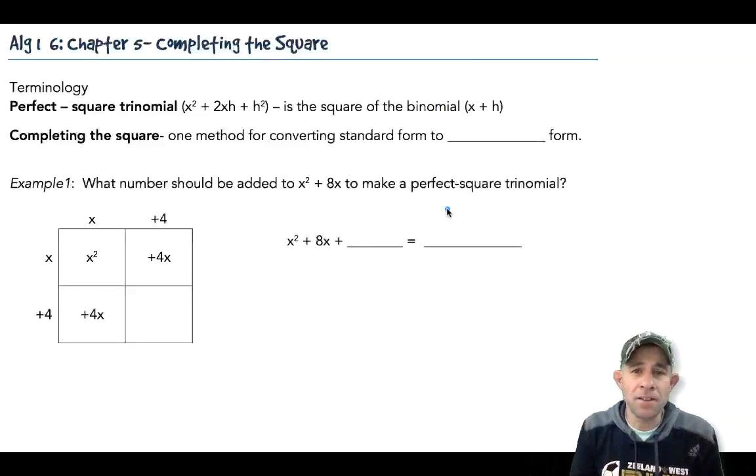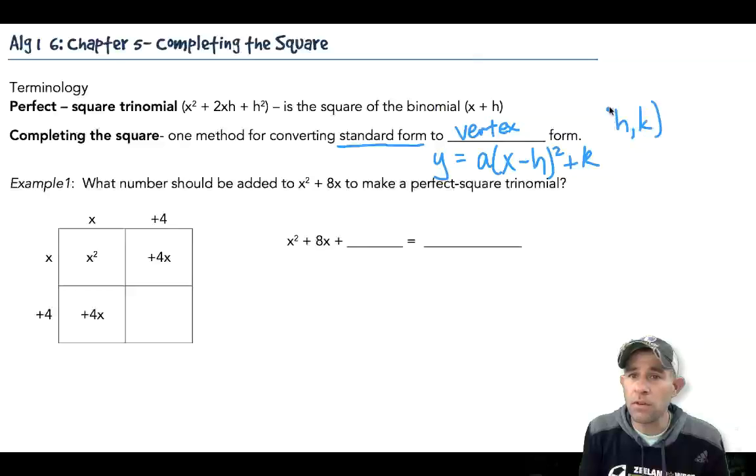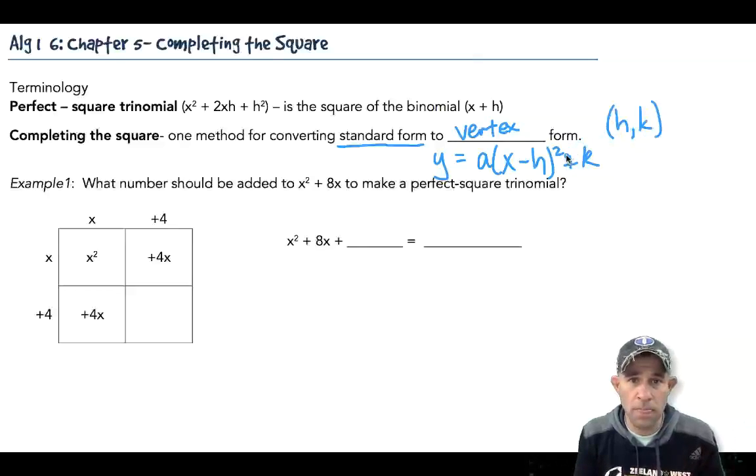Today we're taking a look at a strategy called completing the square. Now, completing the square is a method for converting from standard form of a quadratic equation to the vertex form. If you keep in mind, the vertex form went like this: y is equal to a times (x minus h) quantity squared plus k, where h and k were the vertex of our parabola. So completing the square is essentially just that.